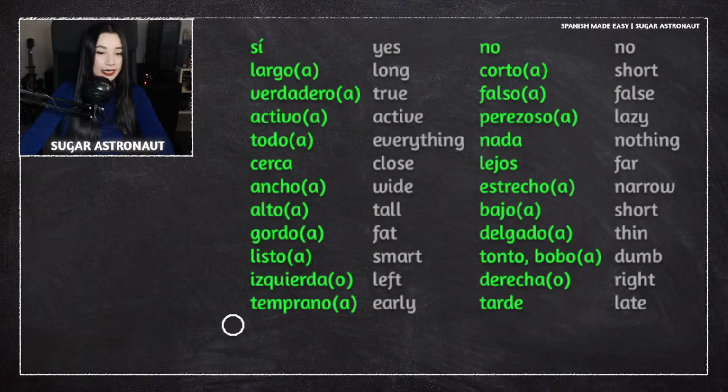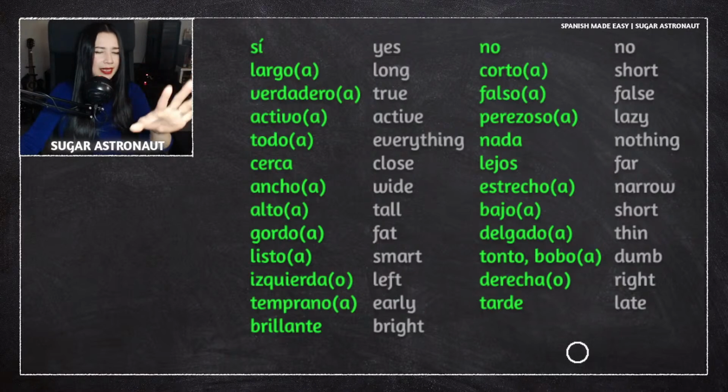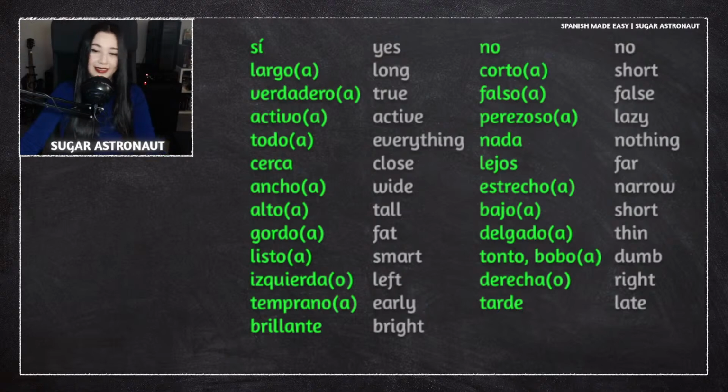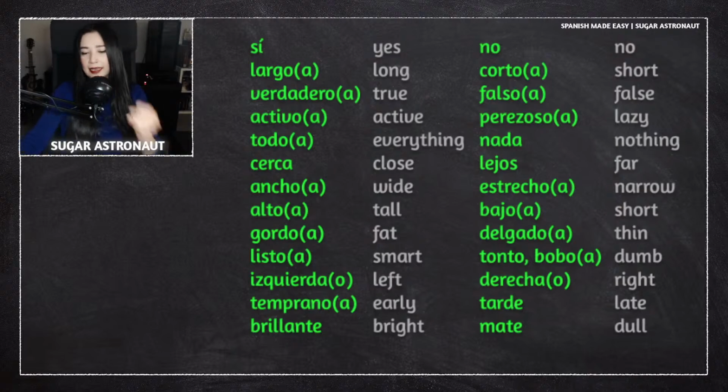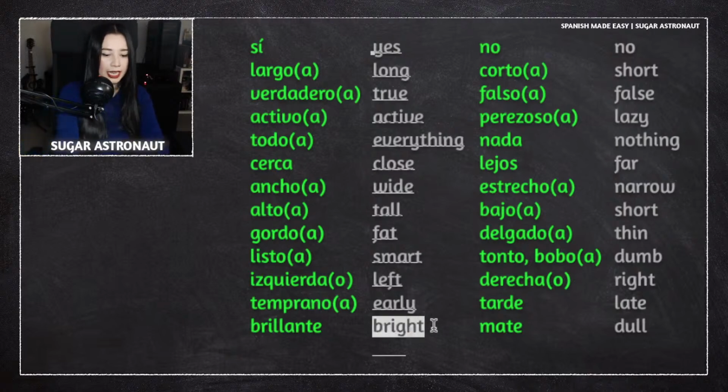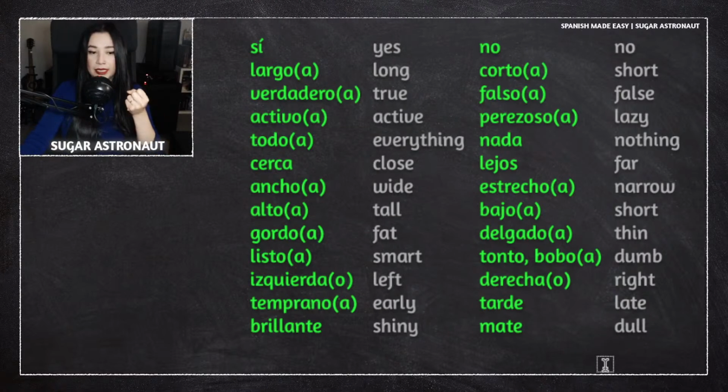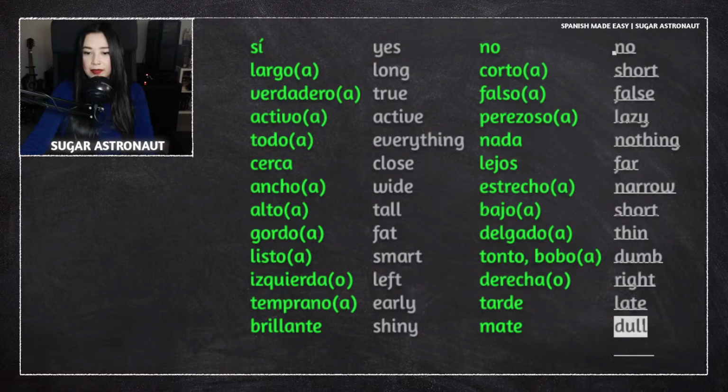Now, the next one, guys, is brillante. Brillante. Do you know what that means? It means bright. Brillante. La pantalla es brillante. The screen is bright. Mate means not dull, it's like a matte kind of situation. I think it would be better if I put shiny. Brillante also means shiny. So if you want to say that something is matte, like it has no shine, you can say mate.